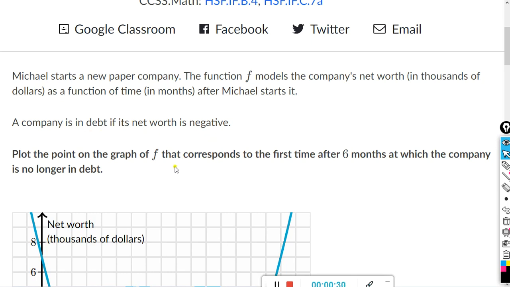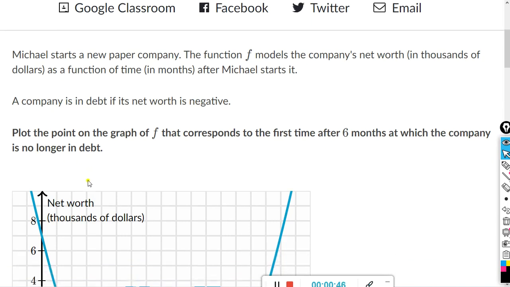Plot the point on the graph of f that corresponds to the first time after 6 months at which the company is no longer in debt. Okay, so debt is when the net worth is negative, and they want to know the first time after 6 months that it's not in debt.